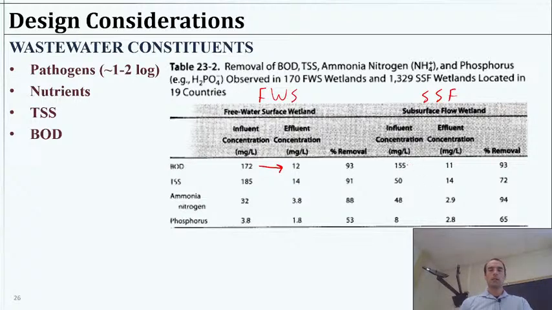So the subsurface flow had a similar change, and we can look at the percentages. But overall, we can see we're getting pretty good ammonia removal, from 32 to 3.8 or 48 to 2.9. These are different systems entirely, but we're seeing each of these is showing some pretty good removal.